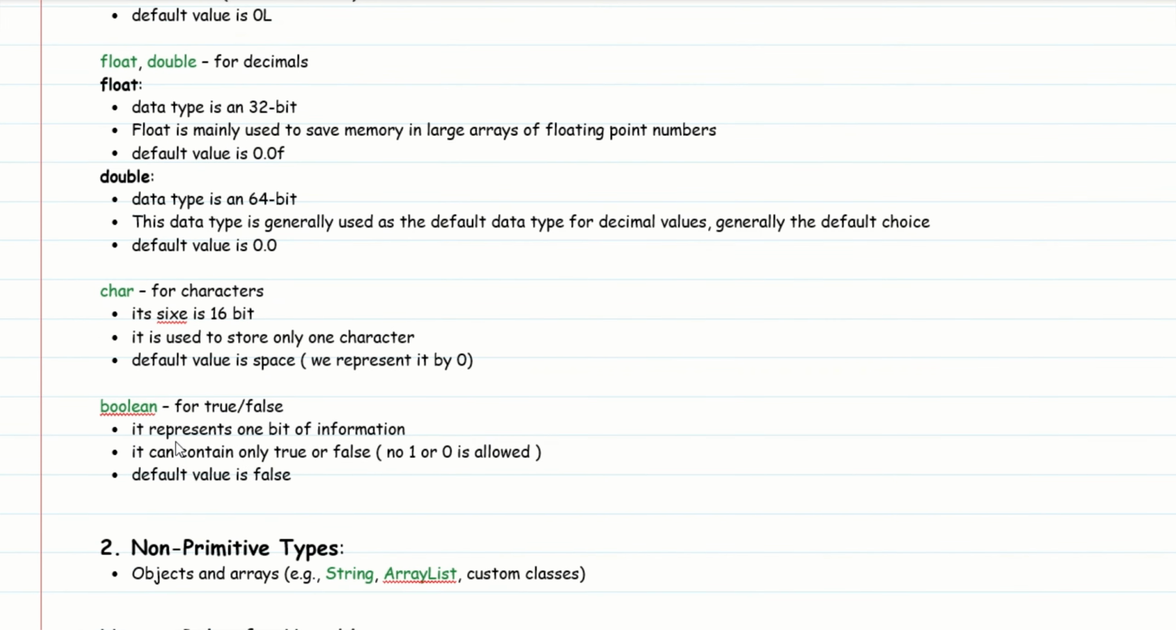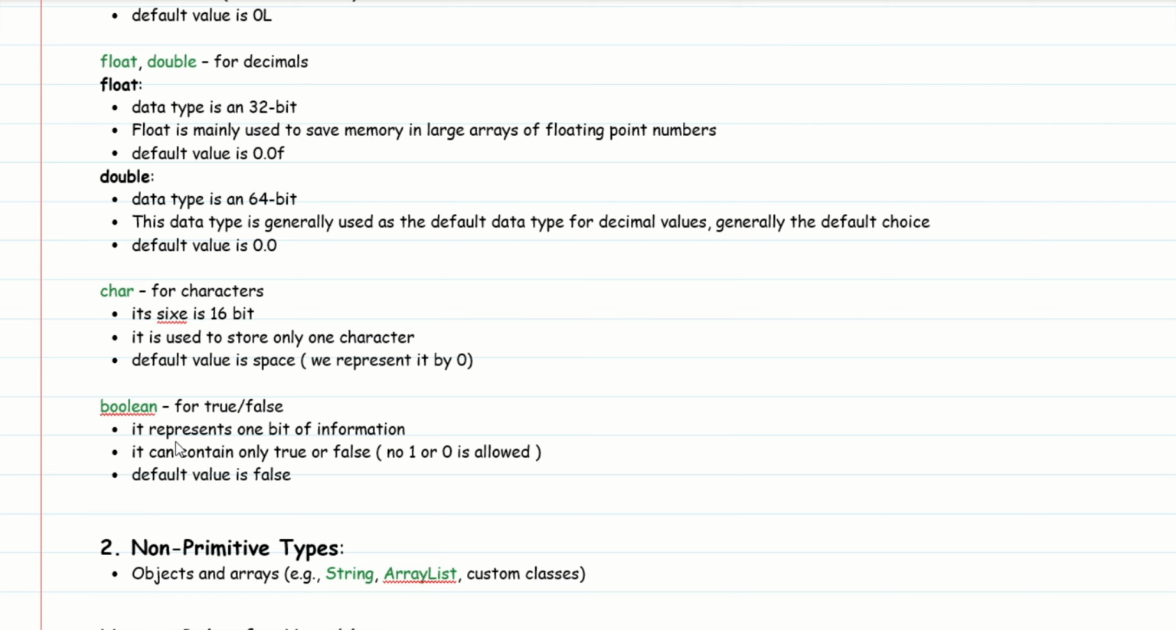Then we have char, a character. Its size is 16-bit. It is used to store only one character. The default value is a space. Then we have boolean, which represents one bit of information. It can contain only true or false. The default value is false.